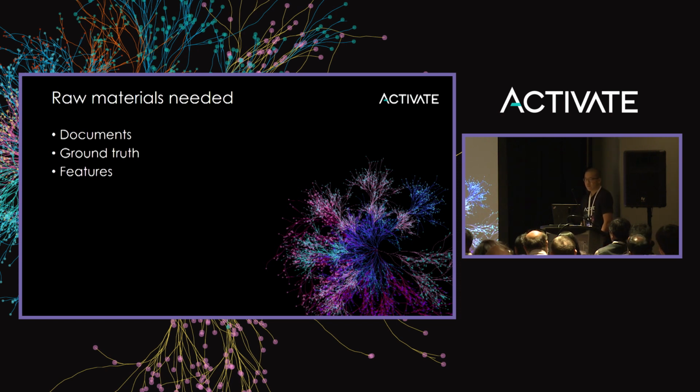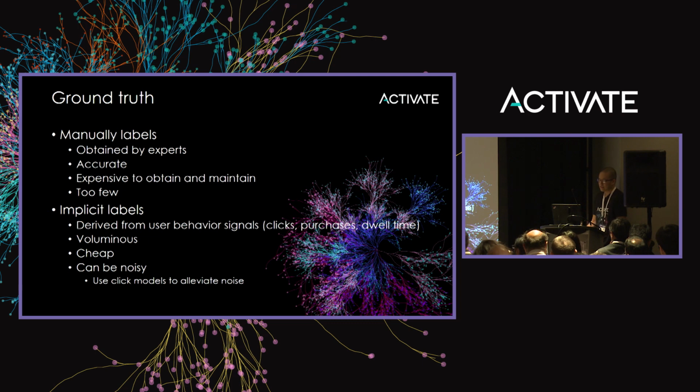So what are the raw materials needed for LTR? You need documents, you need ground truth, and you need features. Ground truth is pretty straightforward, but let's talk about ground truth. You can obtain ground truth in a couple of ways. You can get them manually, or you can get them implicitly. So manual labels, you need some experts. You present experts with a query and a set of possible relevant responses. And it's up to the expert to grade each of the responses. Is this relevant to the query? On a scale from 1 to 5 or 1 to 10 or whatever.